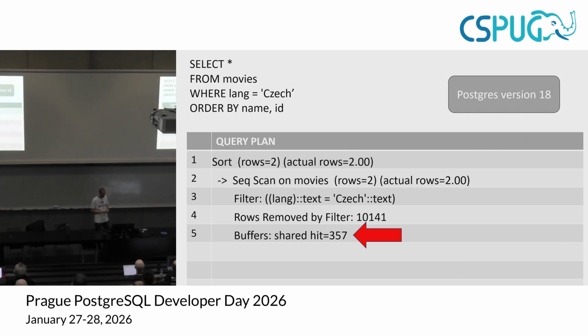in 8 kilobyte pages. As I have no indexes, there is only one choice for Postgres, and that's the sequential scan, which represents a full table scan in Postgres. It means that I scanned all the rows from the first to the last. In other words, I scanned all pages allocated to my table. And I return only 2 rows, 2 movies in Czech, and I filtered out 10,141 rows. I believe the inefficiency is obvious. I got 2 rows. I read 357 8 kilobyte pages. So there has to be a better way how to get my data.